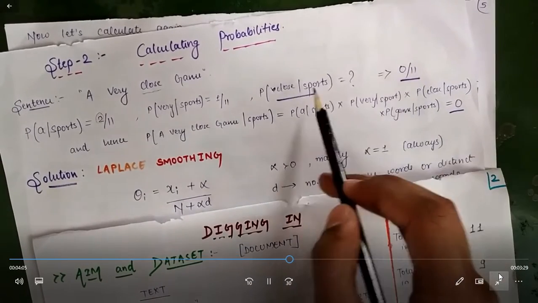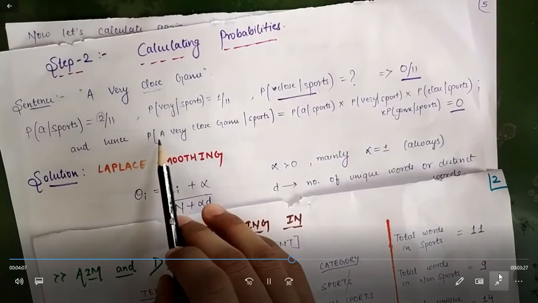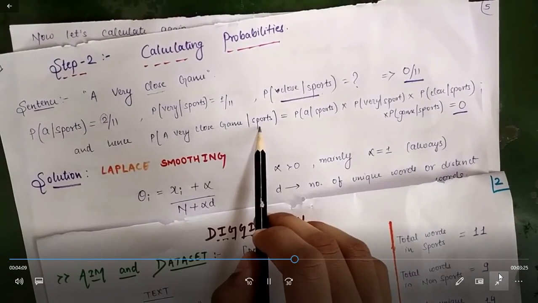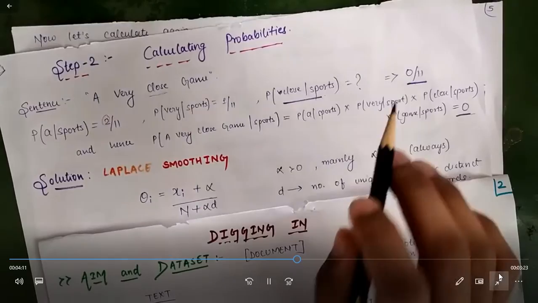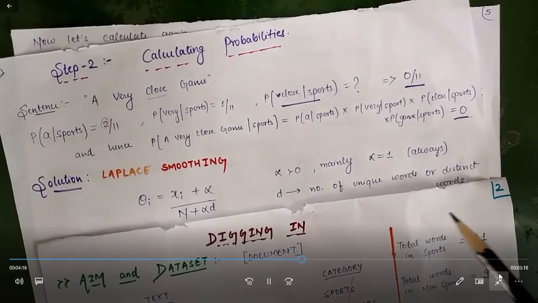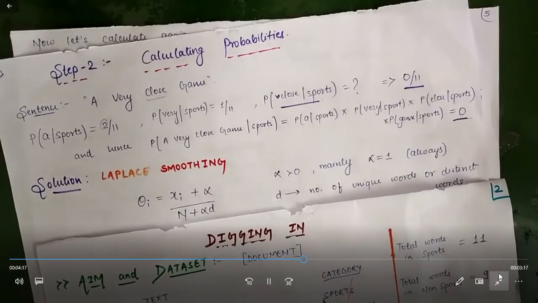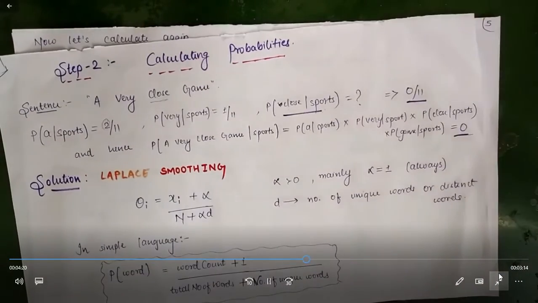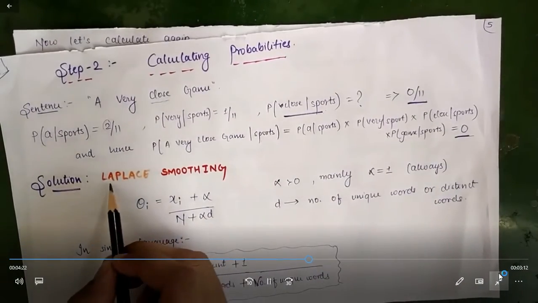Now since this probability is 0, it will make the probability of this sentence belonging to sports 0. But as you know, it's not correct, because there could be many words that are not present in the data set. So we have to solve this problem, and this can be solved by using Laplace smoothing.